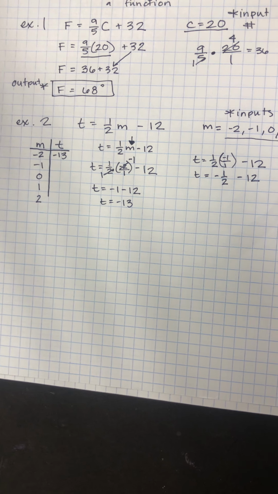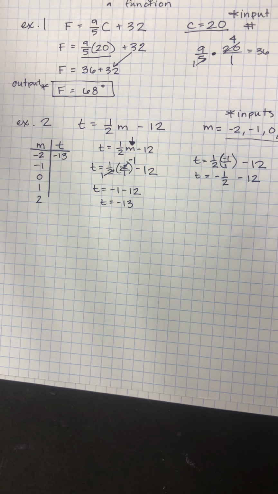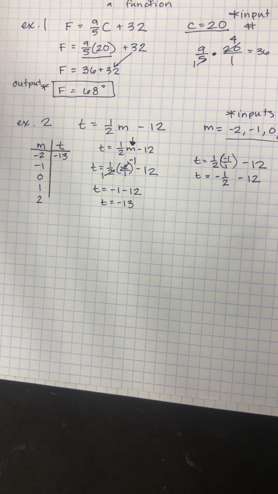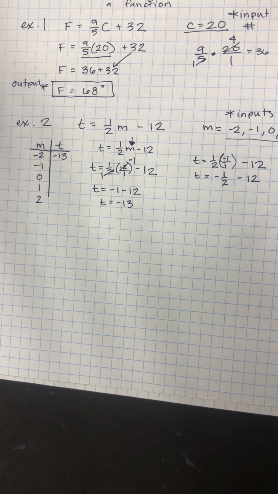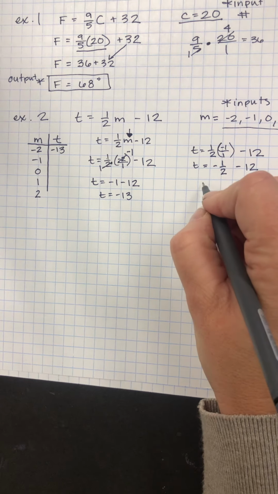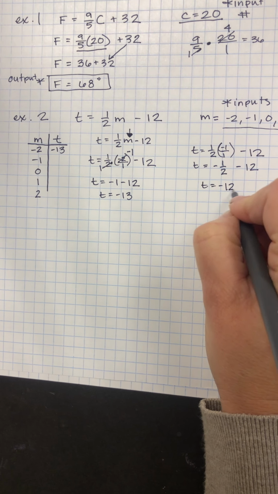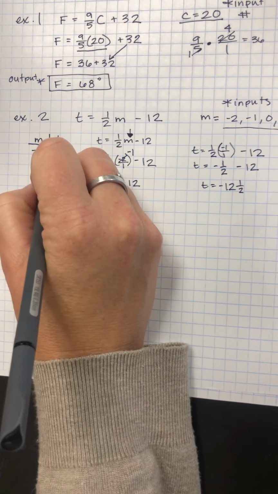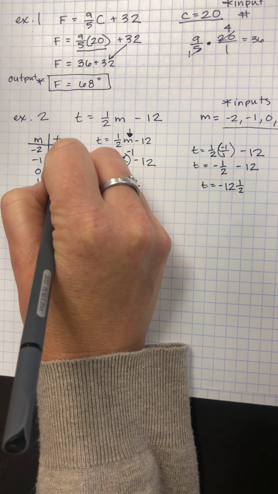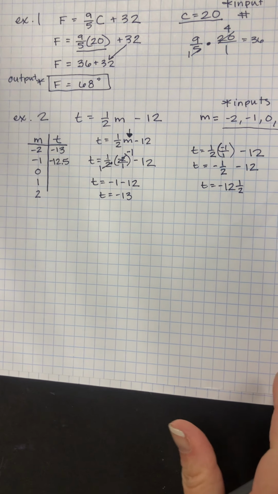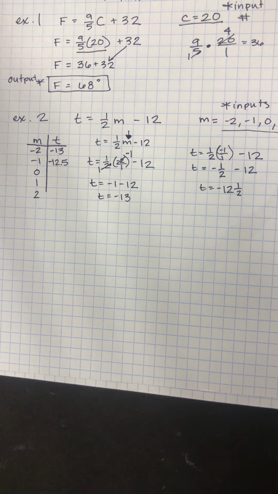So again, my signs are the same, which means I'm combining. So what is -1/2 and -12? -12.5. So that's my output. I'm just going to write 12.5 for my table to try to keep it a little cleaner so you guys can see.